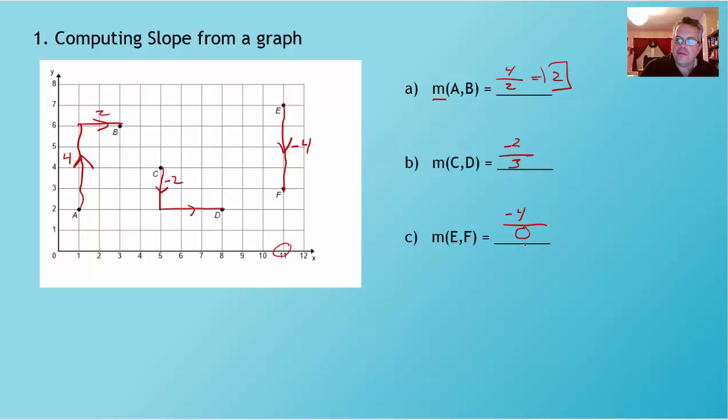Now, this is kind of a problem. If you do negative 4 divided by 0 on your calculator, it says error because this is not even a number. So we can't divide by 0. So these 2 points don't have a slope. It's said to be undefined. Okay, so it turns out that if points lie on a vertical line, they don't have a slope. Any other time we can compute the slope.